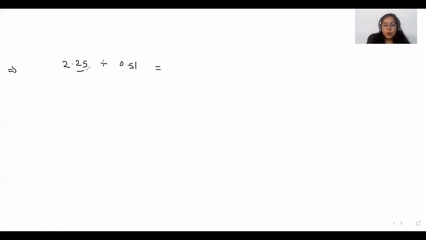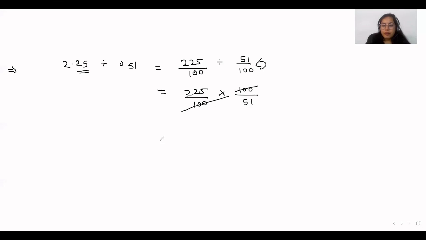How can we solve it? There are 2 digits after the decimal. So how can we write it? Over 2 zeros, with 100. And the division sign, 51 over 100. Then 225 over 100. Then convert the division into multiplication and reciprocate. 100 over 51. Eliminate the 100 by 100, and after that 225 and 51, you can divide both numbers. In the table of 51, 225 comes at the 5th place. So these are unique and different ways you can solve decimals.